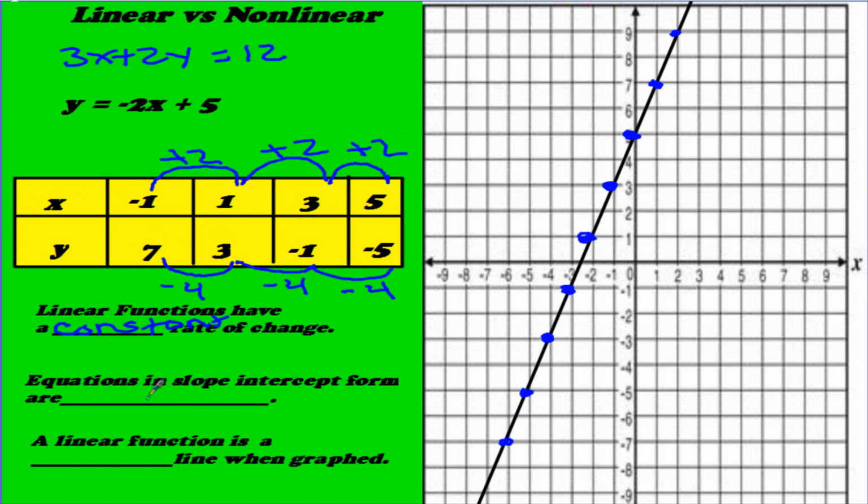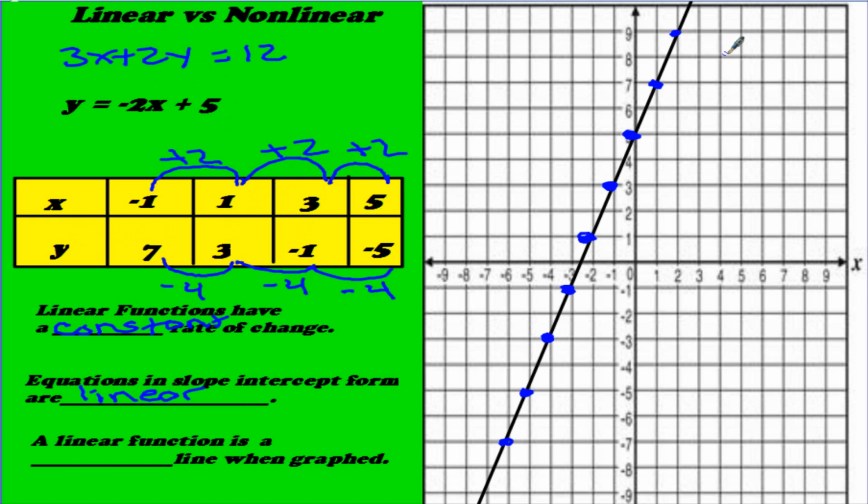So equations in slope-intercept form are linear. When you actually graph them, they will be linear. Anything that's in slope-intercept form, or that I can transform into slope-intercept form, say from standard form, is going to be linear.